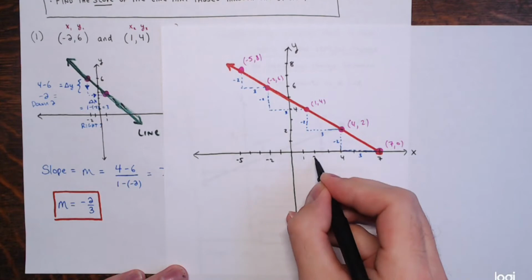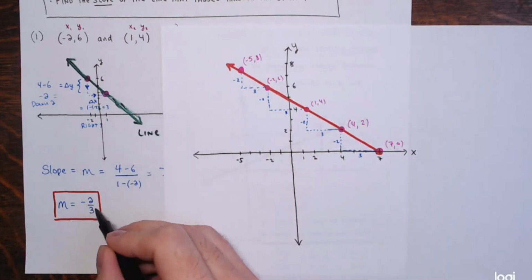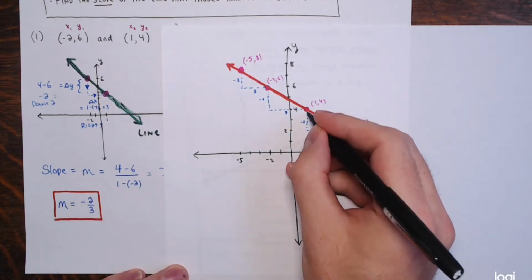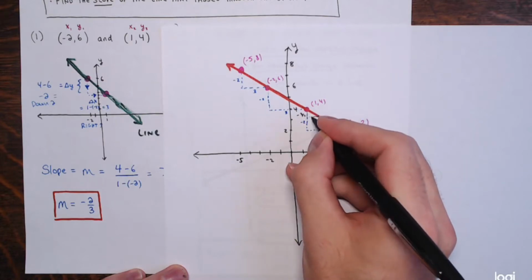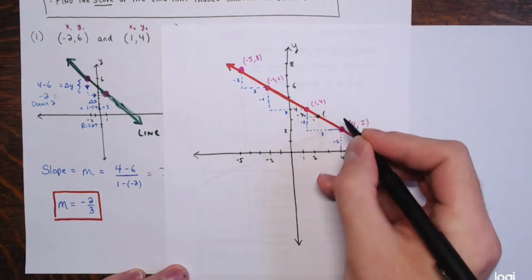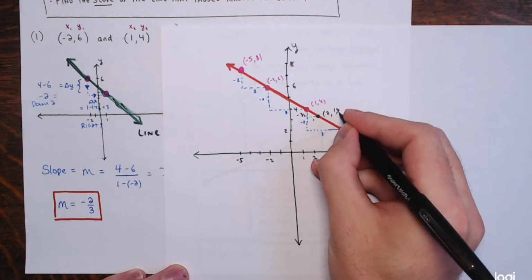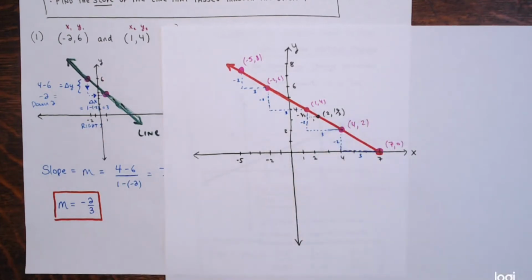I can just go to the right 1. If the horizontal change is 1, then the vertical change would have to be negative 2/3. So I go down 2/3, right 1. Here's another point, and that would be 2, and then 3 1/3, or 10/3. 2 comma 10/3. That point should also be on the line.